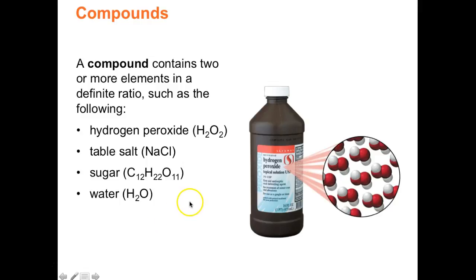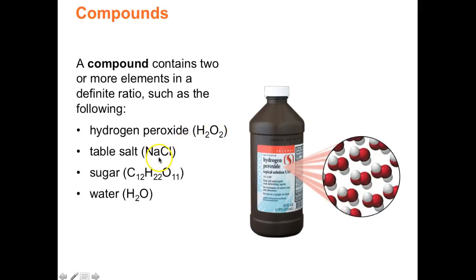Compound, on the other hand, has two or more elements combined in a definite ratio, like H2O2. As you can see from the picture, there are two oxygens. The red particles in this particle diagram are the oxygens, and the grayish particles are the hydrogens, all right? So there are two oxygens and two hydrogens in one molecule of H2O2.